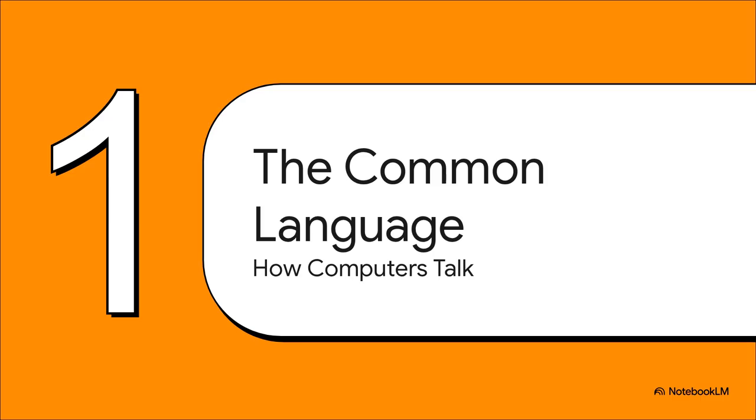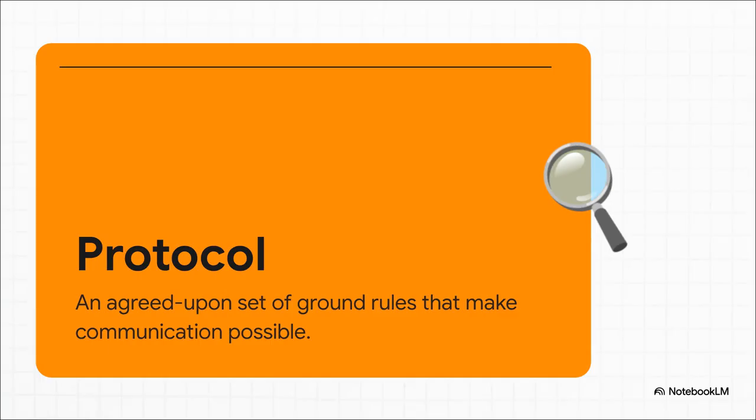So, let's start with the first huge problem the internet had to solve. How do you get totally different computers, made by different companies, running completely different software? How do you get them to understand each other? The answer is something called a protocol. And a protocol is just a fancy word for a shared language.